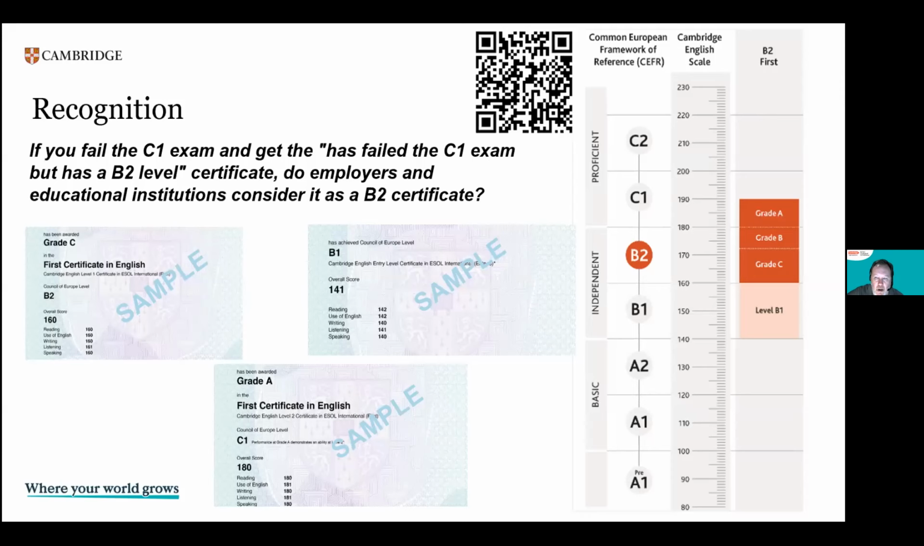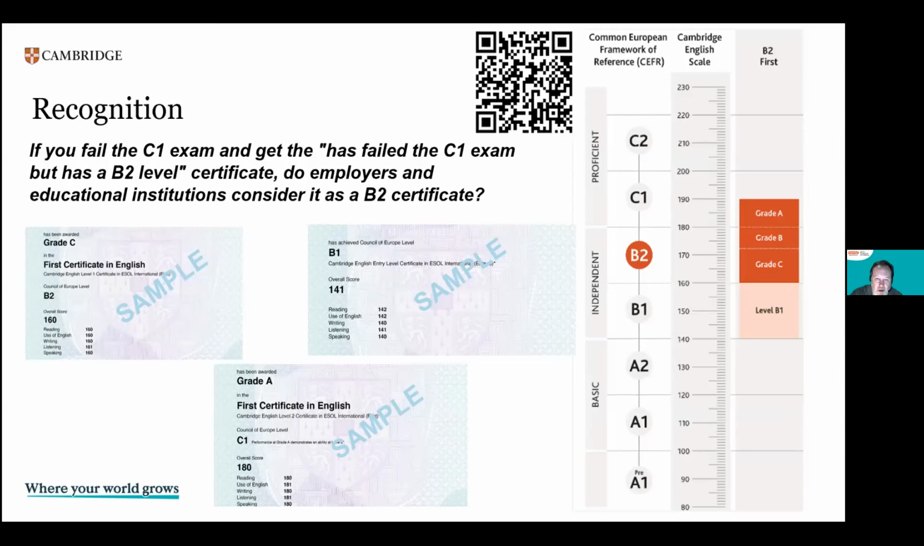The QR code there on the next slide gives you a link to our global recognition page so you can look up exactly who accepts our certificates. So if you're trying for a job or you're trying for a university place, you can check there whether they accept our certificates and which ones they do. Just a quick overview of what we mean by this. When you sit a Cambridge exam, the exam is pitched at a certain level. So in this case, our exam is pitched at C2. The example here is pitched at B2.